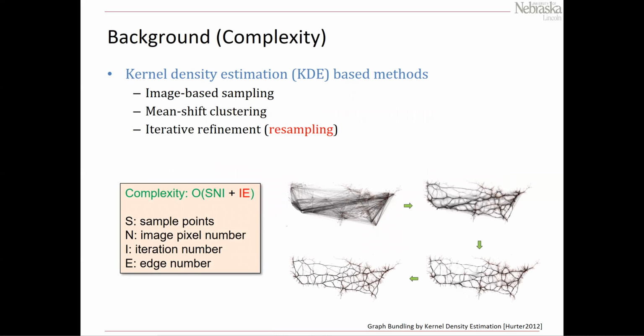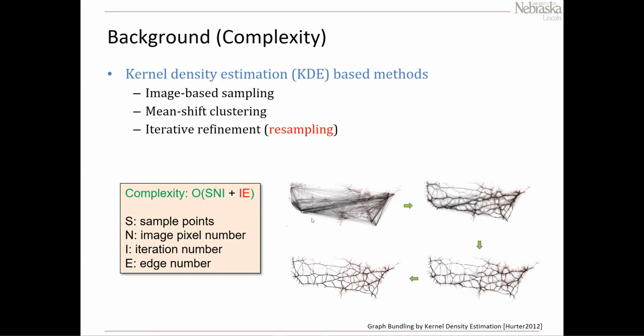The basic idea is that after we apply the mean shift to move the sampling points to the new position, we do the image-based sampling again. So we need to do the resampling again. Then we do the mean shift and do the iterative refinement. This example shows this pipeline of kernel density estimation. Through this method, we can reduce the convergence artifacts and generate a very smooth edge bundling result through the kernel density estimation.